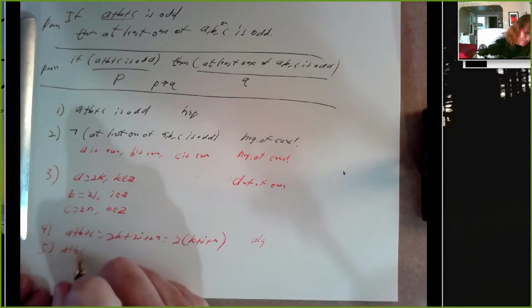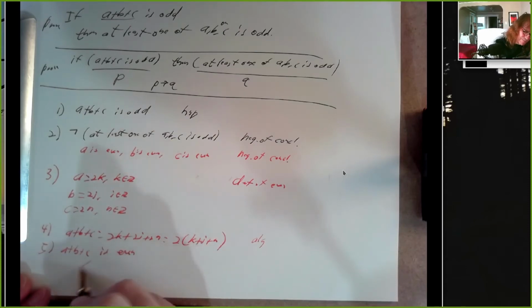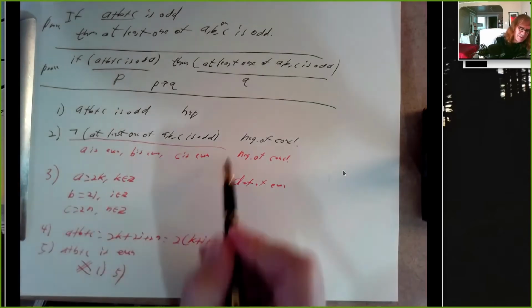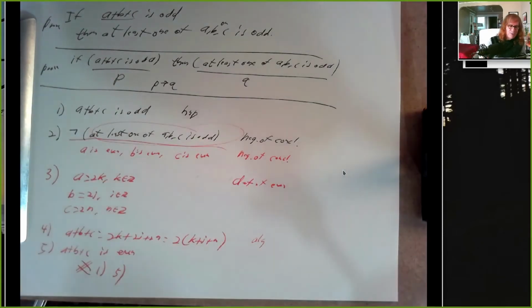And since A plus B plus C is 2 times an integer, A plus B plus C is even. And that's a contradiction between 1 and 5. All right, therefore, our negated conclusion must be false, and so our conclusion must be true. Therefore, at least one of A, B, or C is odd, QED.